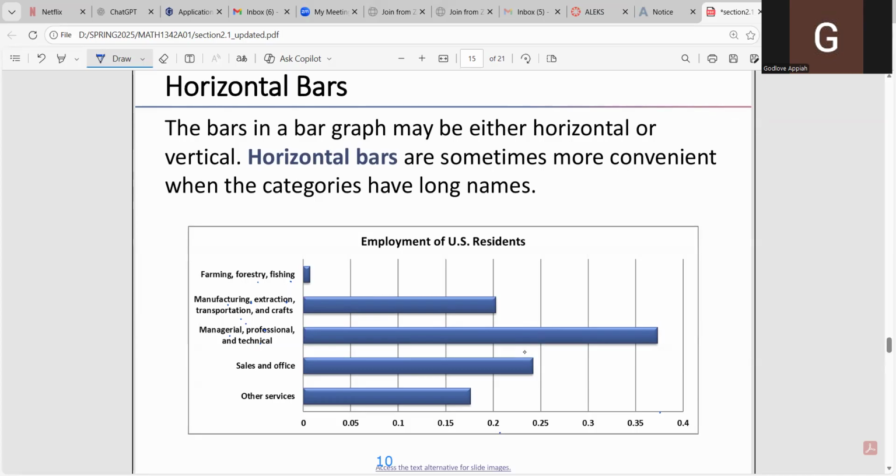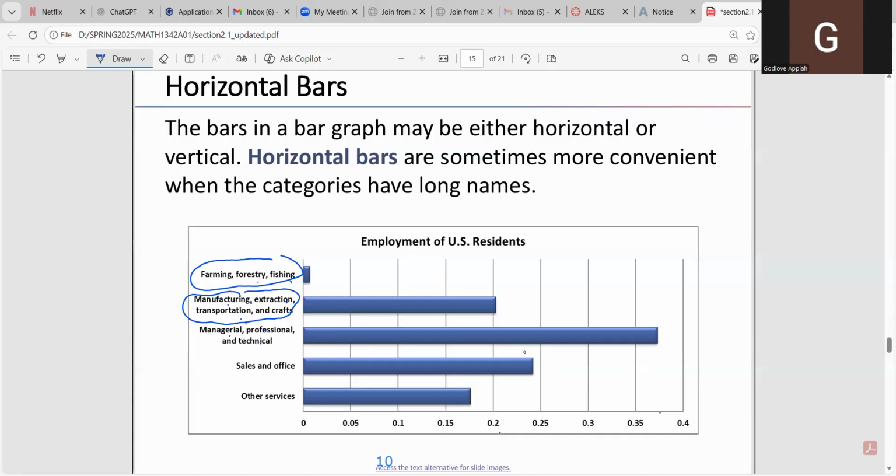If you look at this example right here, this bar graph represents qualitative data, and in this data set, the data presents the different employment sectors for U.S. residents. The first category here is farming, forestry, and fishing. The second category is manufacturing, extraction, transportation, and crafts. And then we have managerial, professional, and technical, and then sales and office, and then other services. As you can see, the names of the categories are pretty long, so it is convenient to make use of this horizontal bar graph.